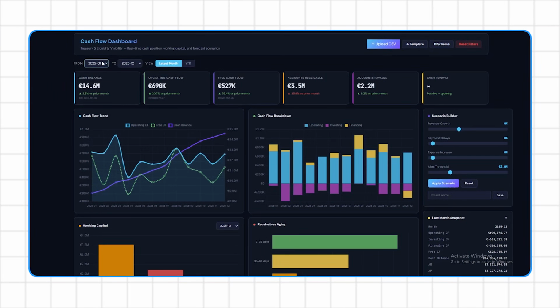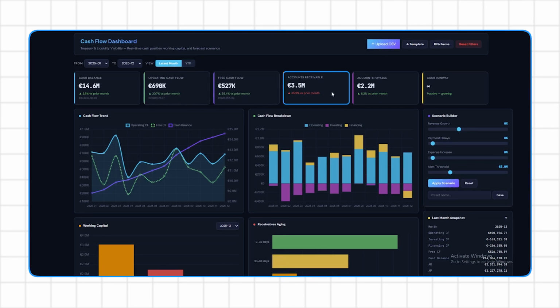The December 2025 snapshot shows a cash balance of 14.6 million euros, year-to-date operating cash flow of 7.81 million, and a free cash flow of 5.66 million. Average monthly free cash flow is positive at roughly 471,000 euros, which means the company is generating cash rather than burning it, so there's no immediate liquidity risk.